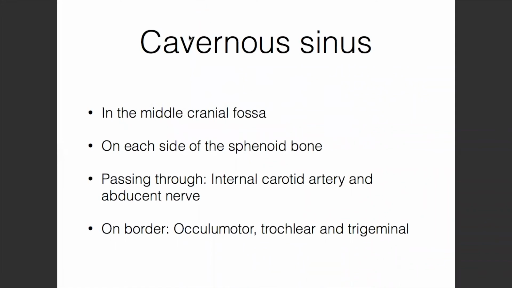Okay, let's go to the cavernous sinus, which I mentioned a little while ago, but I didn't say anything about it. The cavernous sinus is found in the middle cranial fossa, so inside of the skull. Okay? Where? On each side of the sphenoid bone. So the sphenoid bone is in the middle, and it's found on its right side and left side. There are structures that pass through it, and structures that pass on its border. This is the important thing: what you need to memorize is what passes through the cavernous sinus and what passes on the border of the cavernous sinus. These are the things you're really concerned with.